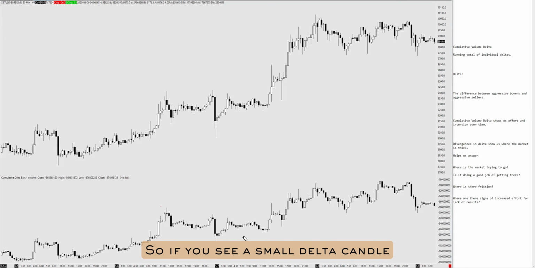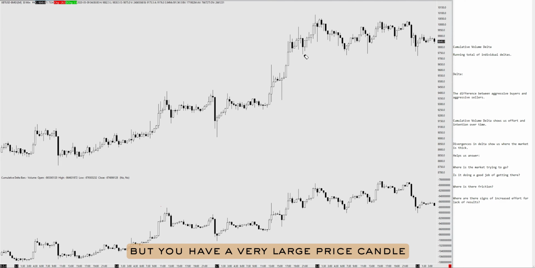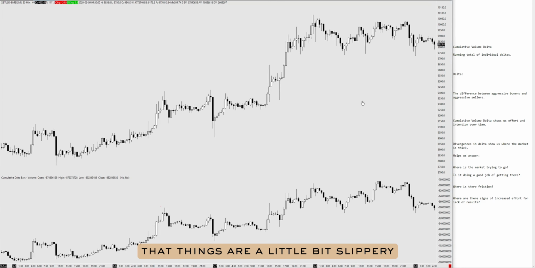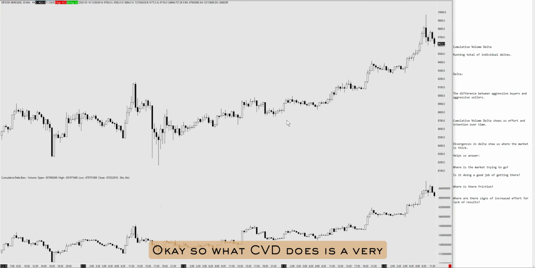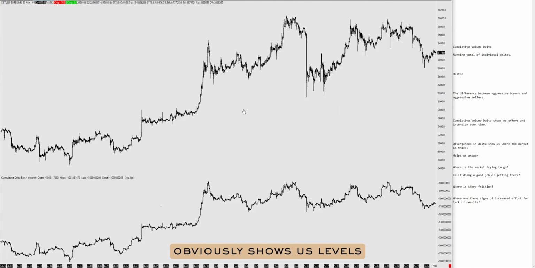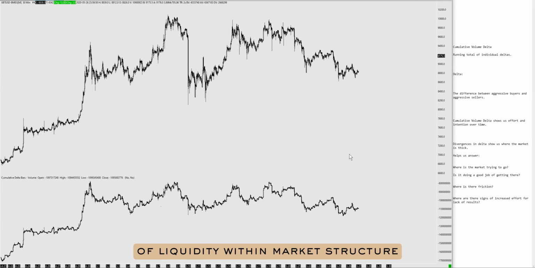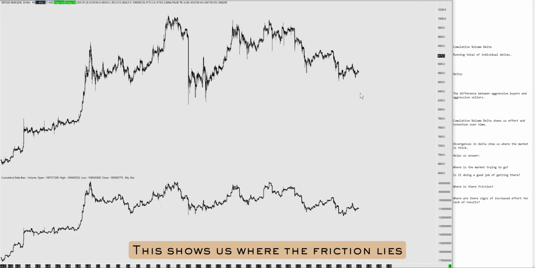Now, you could see this again on the individual level. So if you see a small individual delta candle on the CVD, but you have a very large price candle, that's an indication that things are a little bit slippery and the environment might be thin. Okay, so what CVD does is it very obviously shows us levels of liquidity within market structure. This shows us where the friction lies, and this could potentially show us, therefore, where the heavier hand is.